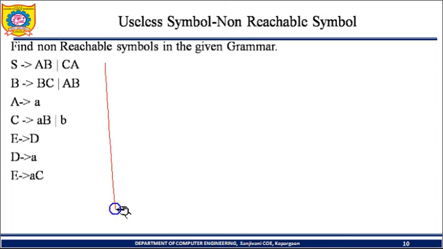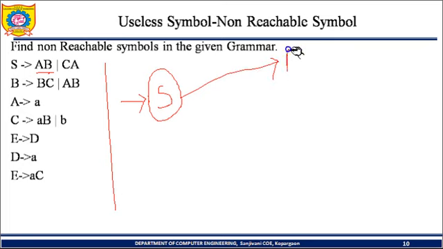Here is one example. We want to find the non-reachable symbols from the given grammar. How do we find them? First of all, we need to draw the dependency graph, and in the dependency graph the starting variable will be the starting node. So here your starting variable is S. Because of the production S tends to AB, there is a path from S to A.